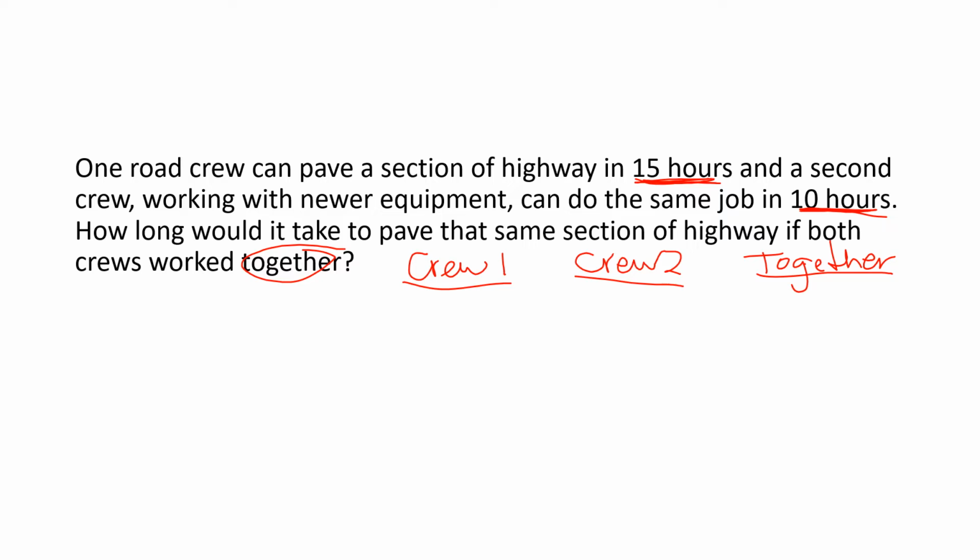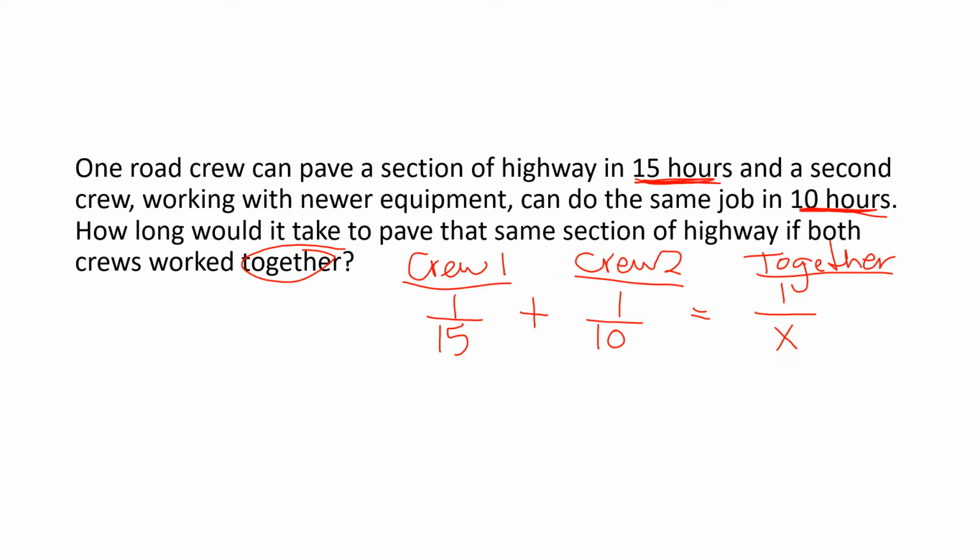So we're going to write this problem as a rate. For crew number 1, they can pave 1 section of highway every 15 hours. That's 1/15 of a section per hour. Crew number 2 can pave 1 section of highway in 10 hours, so that's 1/10 of the highway per hour. And they're working together, so I can add the rates, and what I want to know is 1 section in how many hours. What we need to do is solve for x.